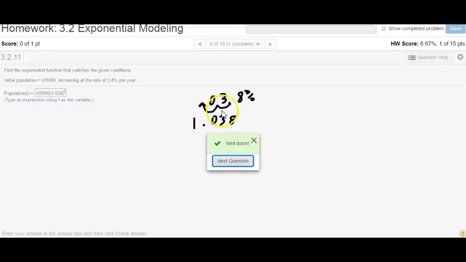So the most important thing is just be careful about remembering to change the percent into a decimal, and be careful about whether they say something about growth or increasing, then that means add the number to 1. If they use the terms decreasing or decay, then you need to take that decimal and subtract it from 1 because your r value is negative.